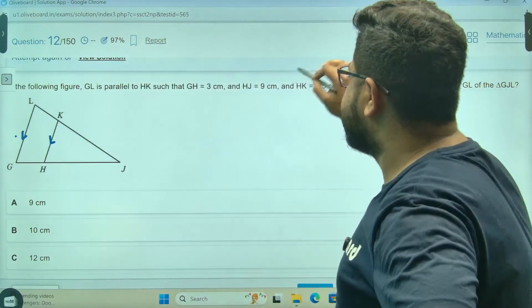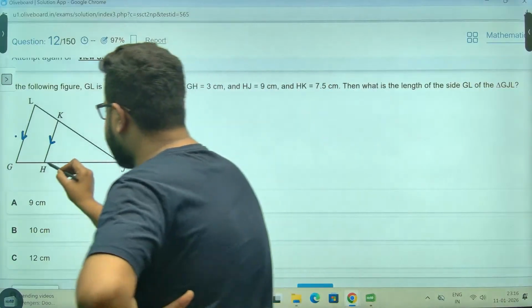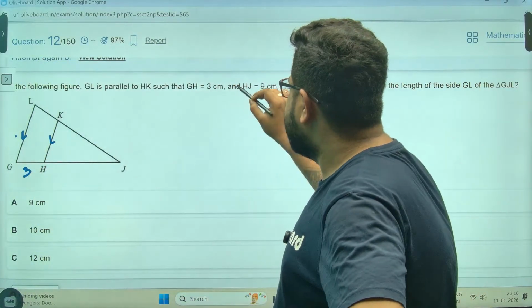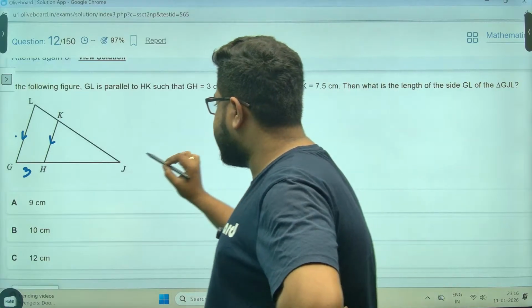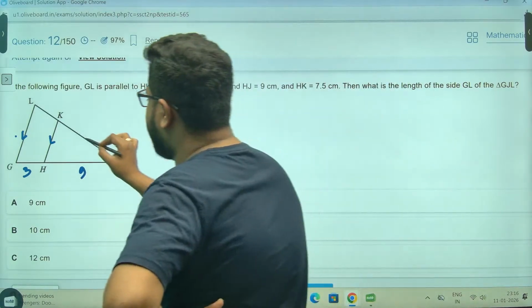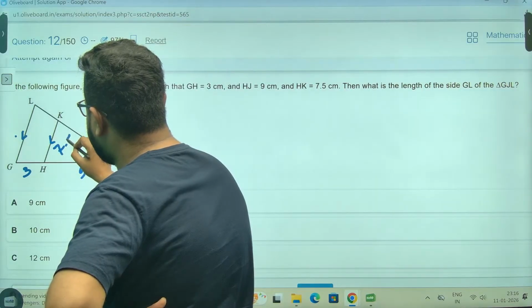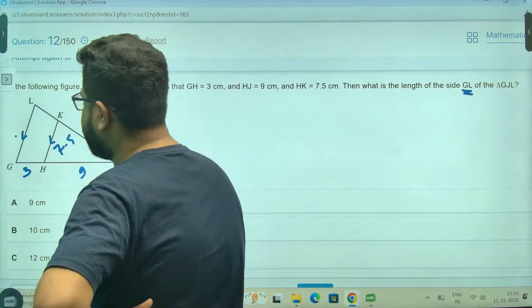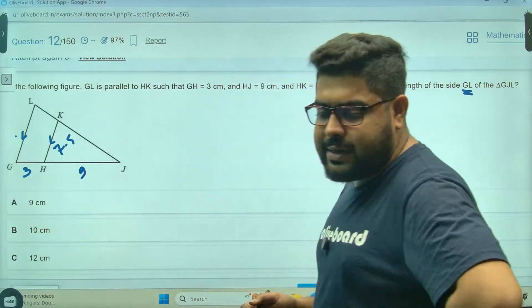Okay. GH is given. GH is 3. I'm just putting down the information, whatever I know. HJ is 9. HK is 7.5. They are asking GL. Achha, this one. Sir, the answer is 10.